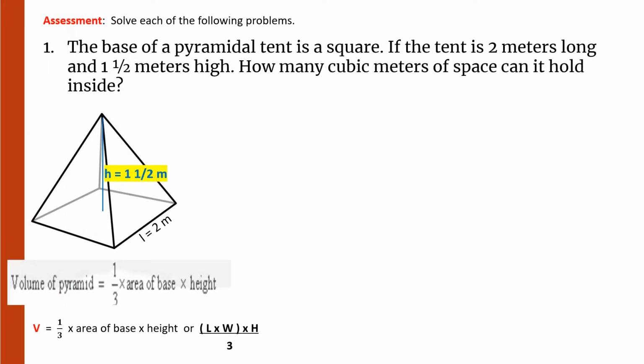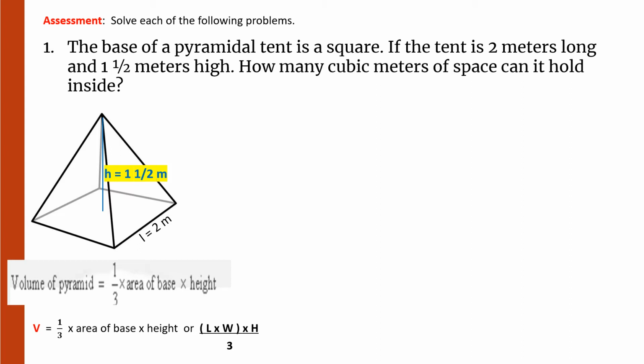For the assessment part, let us answer or solve each of the following problems. Number 1. The base of a pyramidal tent is a square. If the tent is 2 meters long and 1½ meters high, how many cubic meters of space can it hold inside? So obvious na ang ating given ay pyramid na kung saan ang base ay square with a length of 2 meters and 1½ meters high.